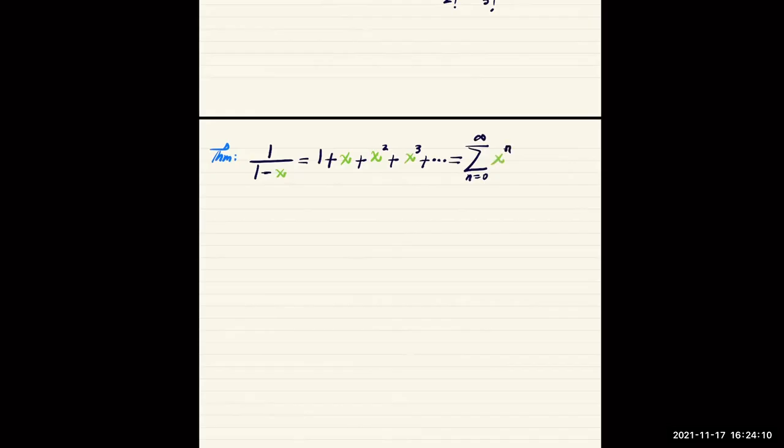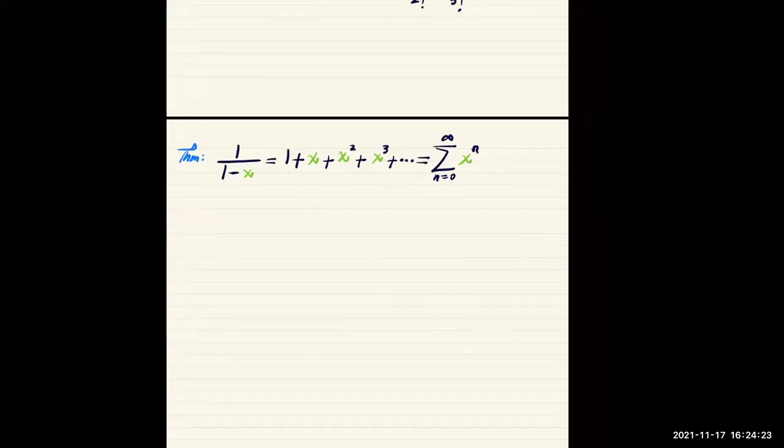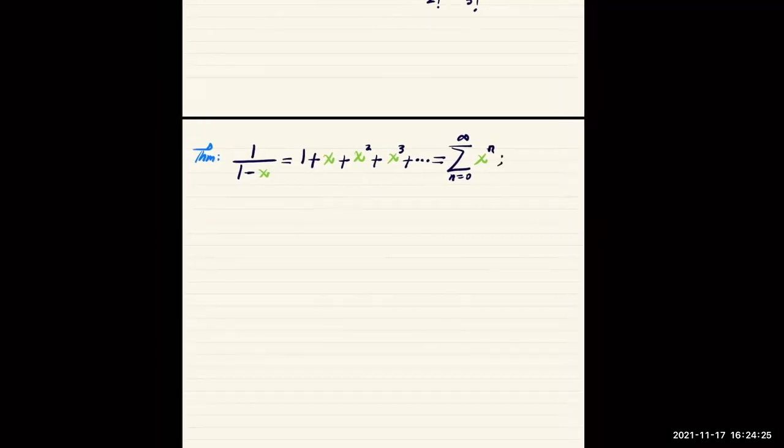Okay, so we got this using both the sum of a geometric series and long division. You can prove it either way, but we've already proven this. And here, absolute value of x must be less than 1 for this thing to converge, okay? This is the interval of convergence.